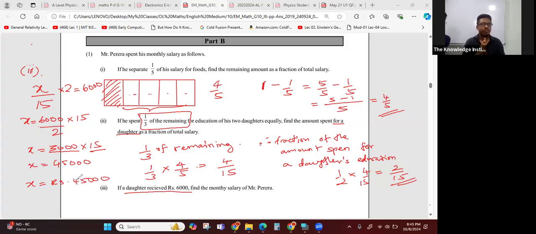I hope this paper was made 3-4 years ago, because with a 45,000 salary, we can't do anything at this time, right? Even one person's monthly expenses will be 45. So I guess this question was made like 3-4 years back.